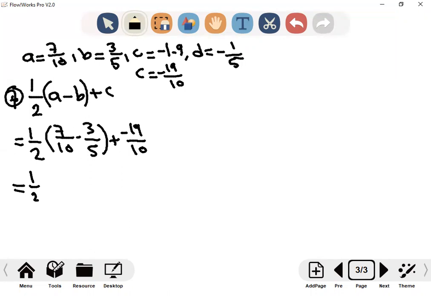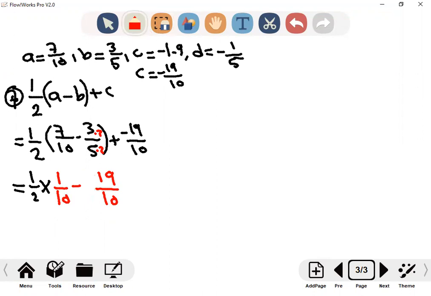What's between the half and the parentheses? Let's do the parentheses now. Inside it, I have 5 and 10, so the denominator will be 10. 7 minus 6 over 10 is the answer of the whole parentheses, plus negative 19 over 10. Now plus negative, we can make it negative.